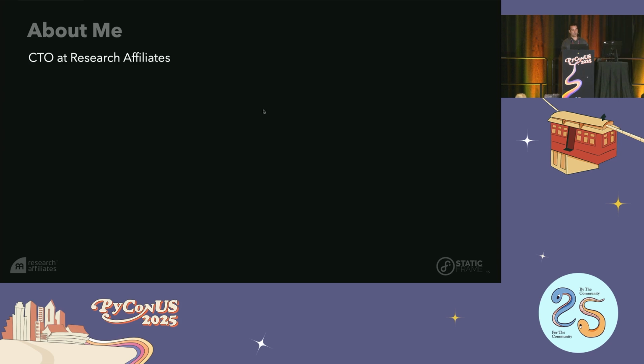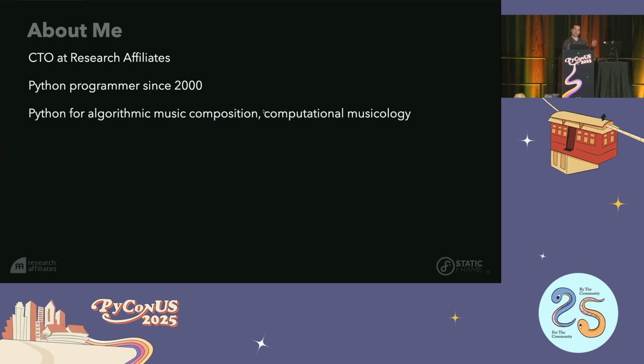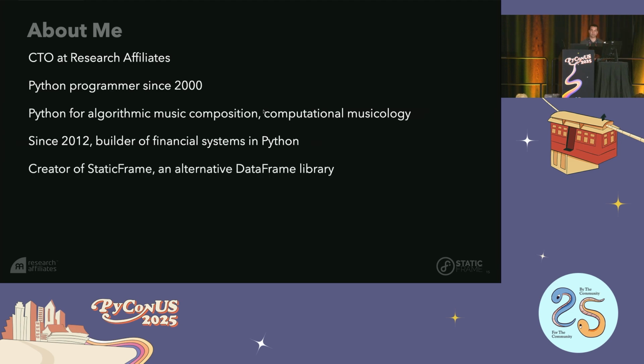For me, I am presently Chief Technology Officer at Research Affiliates, a finance firm in Newport Beach, California. I've been programming in Python now for 25 years, which is a kind of long time. I started out using Python for algorithmic music composition and computational musicology. I worked on a package called Music21 back then. Since 2012, I've been building financial systems in Python, which led me to create an alternative data frame library called StaticFrame, built on an immutable data model.